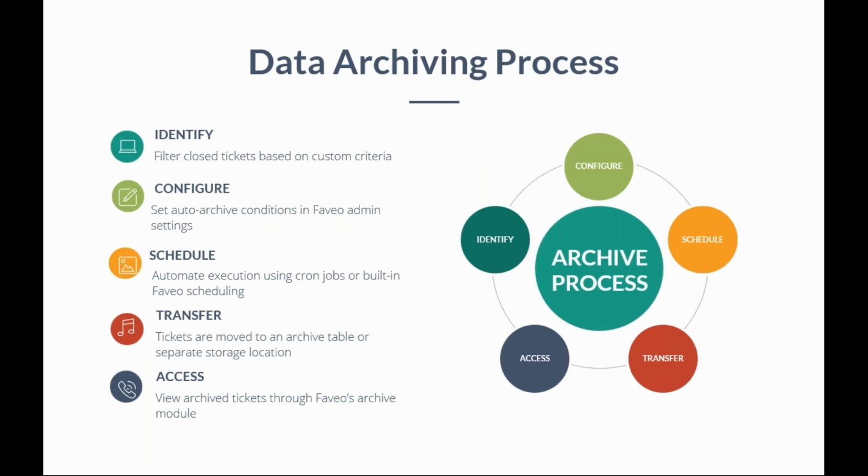Coming to the data archiving process, first you identify the tickets. You can set up a custom rule or a condition on which the ticket will get selected for the archival process. Second, you configure the rule in the Favio UI. Third, you can schedule. Favio gives you the option to manually archive the ticket, and also the option where the archival happens at the backend automatically. The fourth step is transfer, where the actual transfer process happens. And the last step is access, where you get a dedicated button in Favio to access the archived tickets.